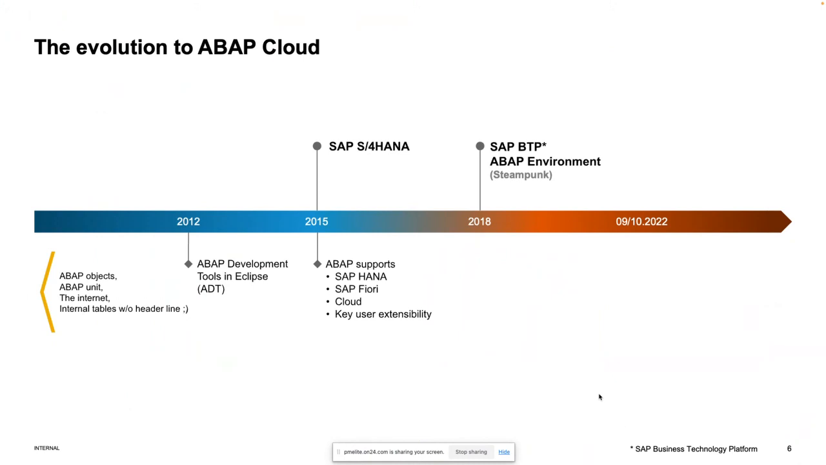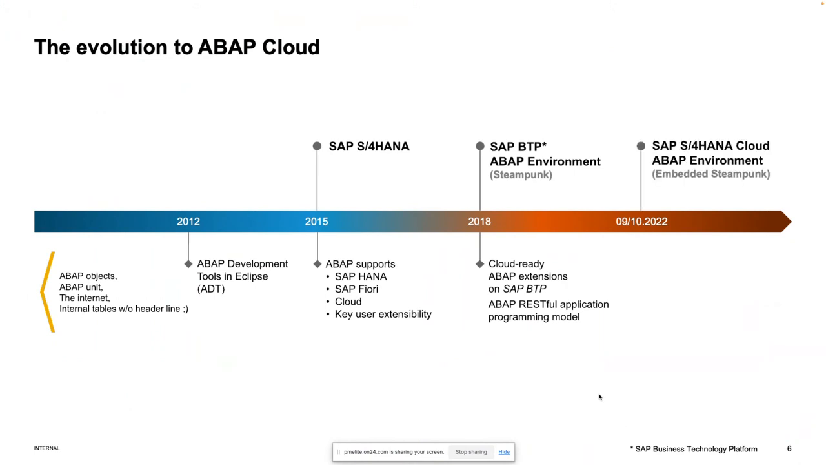2018 came one of our beloved products, the so-called Steampunk. We introduced here the SAP BTP ABAP environment, and with that, of course, the ABAP Cloud idea that you have a cloud-optimized ABAP language and cloud-optimized ABAP objects, which you can use to create your custom code separated from the SAP-delivered code, so that we, for example, can do upgrades without disrupting your application running in your custom code. And that's exactly what we then carried forward to S/4HANA Cloud, so-called embedded Steampunk.